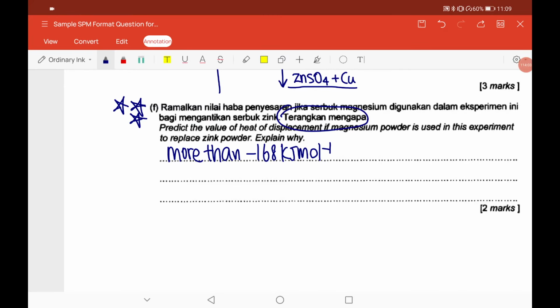Then you need to explain why the heat of displacement is even greater. After you get this, you get 1 mark, but to get 1 more mark, making it 2 marks, we must explain why. So why is the heat more?